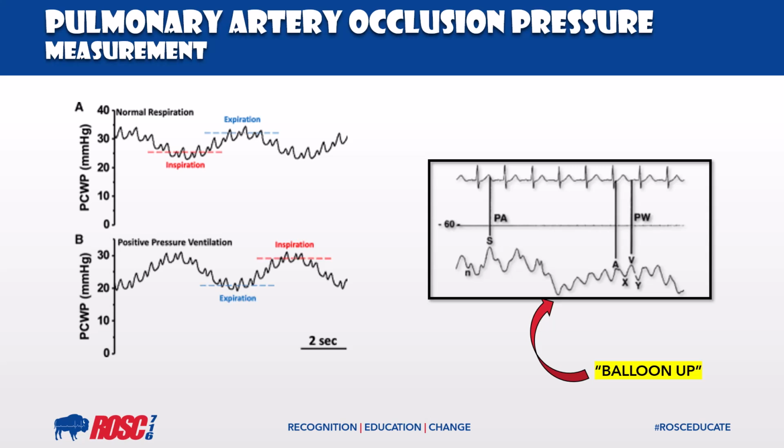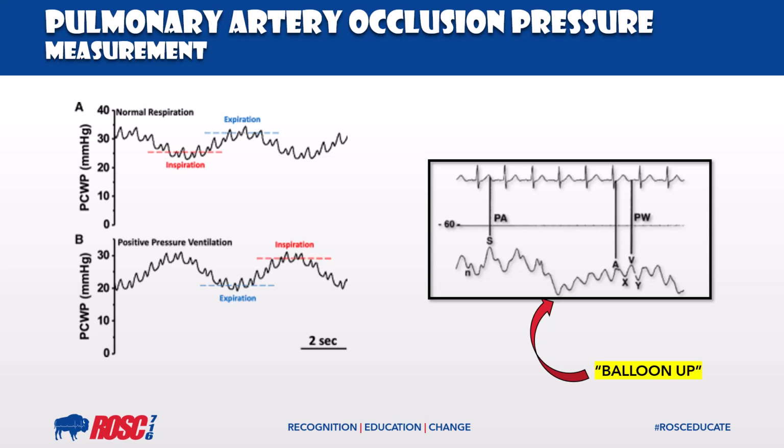Measuring PA occlusion pressures can be a bit tricky, and they really should be taught at the bedside by an experienced operator. Again, remembering that we're going to measure our PA occlusion pressure just like our right atrial pressure at end expiration. We need to understand the difference in the pressure waveform in a patient that is spontaneously breathing versus a patient that is on the ventilator.